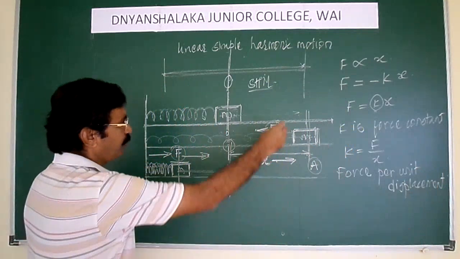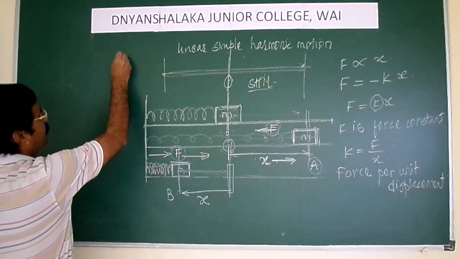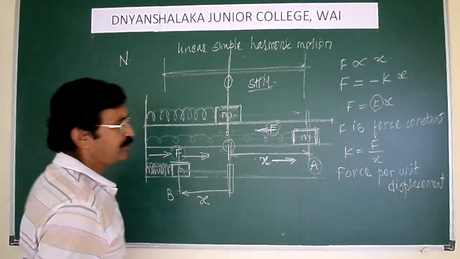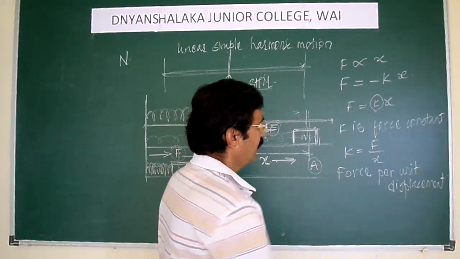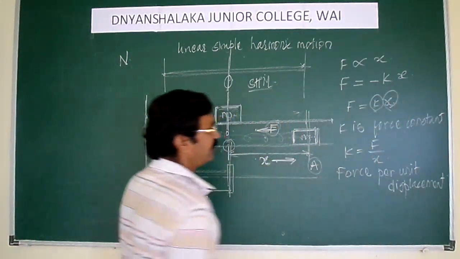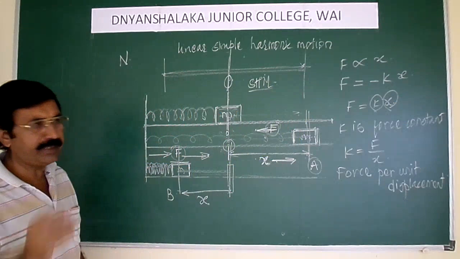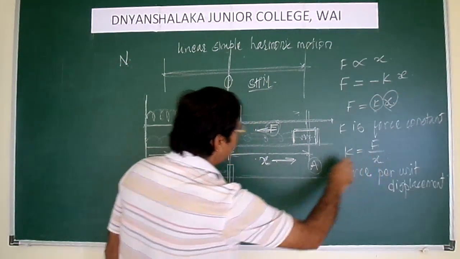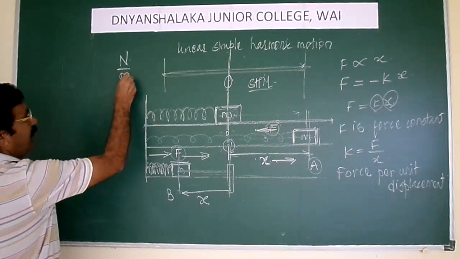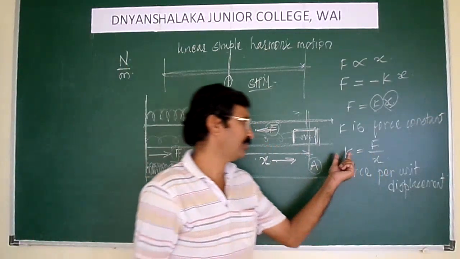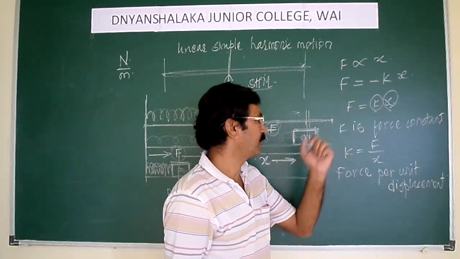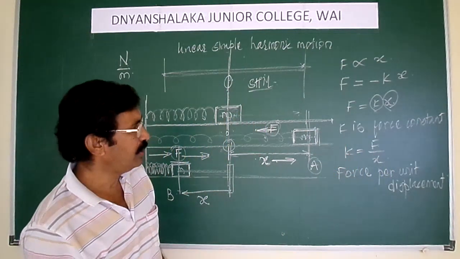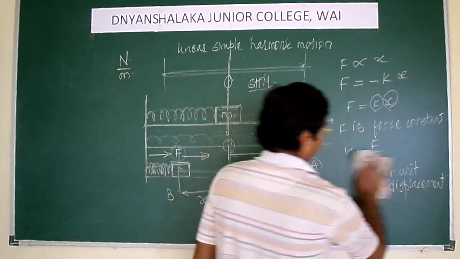We know the force is always expressed in terms of Newton. SI unit of force is Newton, and displacement has its SI unit as meter. And so K will be Newton per meter. It is the force constant, or force per unit displacement.